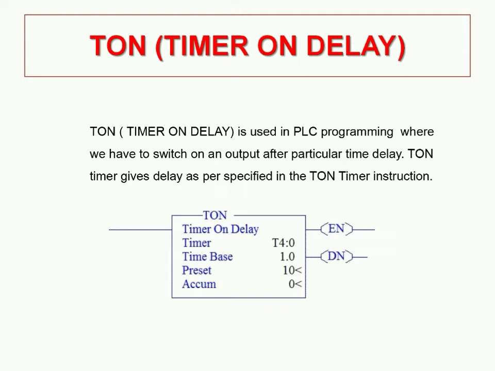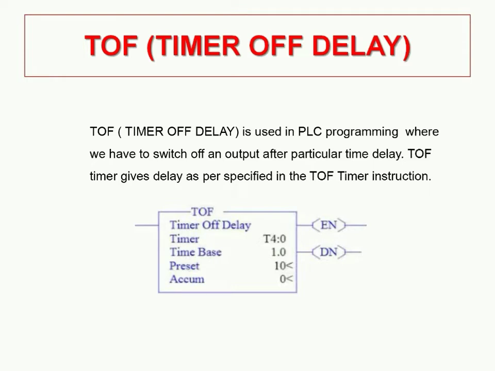As written in the slide, the T-on timer is used in PLC programming where we have to switch on an output after a particular time delay. The T-on timer gives delay as specified in the T-on timer instruction. Whatever preset time delay you have given in this instruction, this instruction will follow that much time and give that much delay. So this is all for the T-on timer. And next is the T-off timer.